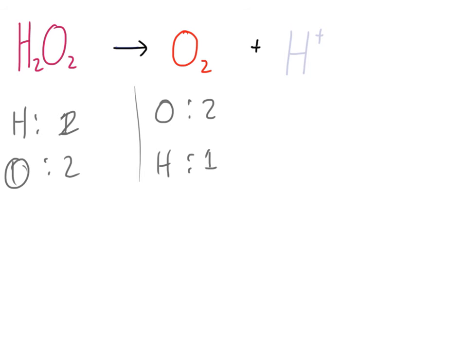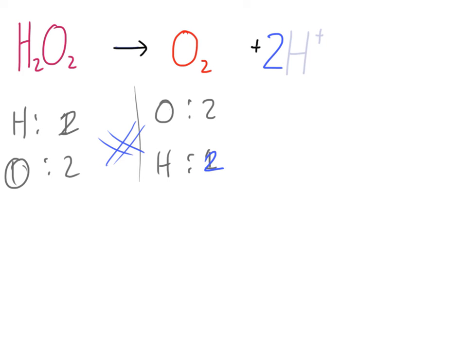So one of the things we would need to do is increase the number of hydrogens on this side so that it's equal to the number on this side. So what we would do is I'll put a 2 here, a 2 H+. And now we look at it and we've got two hydrogens now, and this is sort of balanced, but it's only balanced in terms of atoms. We've got an equal number of atoms on each side, but we don't have a balanced charge.